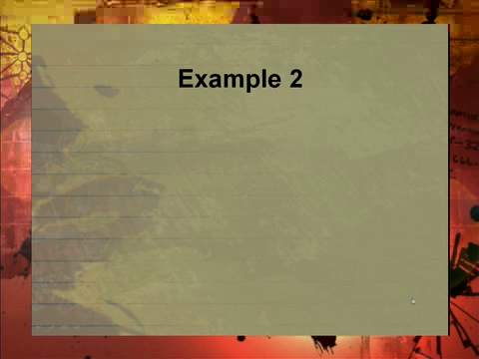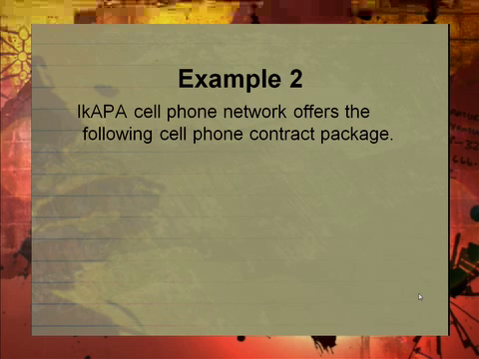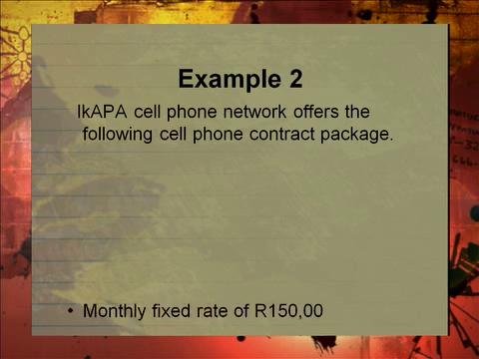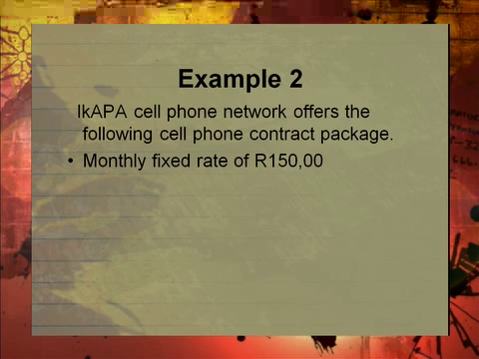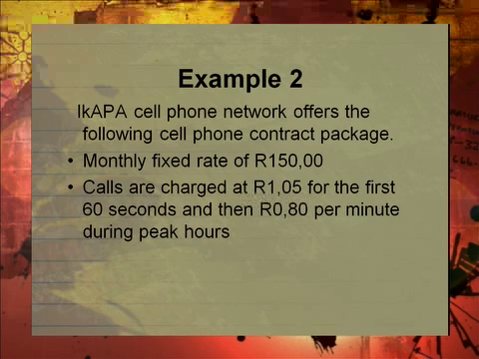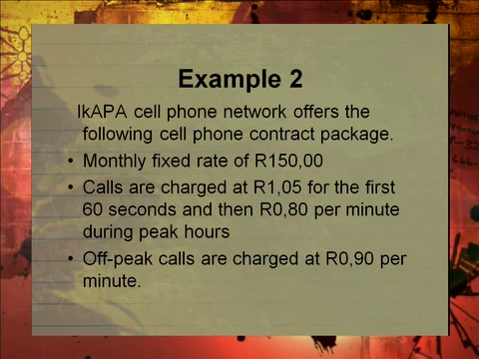So getting to the next example here, we have Igaba cell phone network offering the following cell phone contract package. You have a monthly fixed rate of 150, and calls are charged at 1 Rand 05 for the first 60 seconds and then 8 Rand per minute during peak hours. I think you get this. It's quite long, but we need to memorize this. Off-peak calls are charged at 90 per minute.